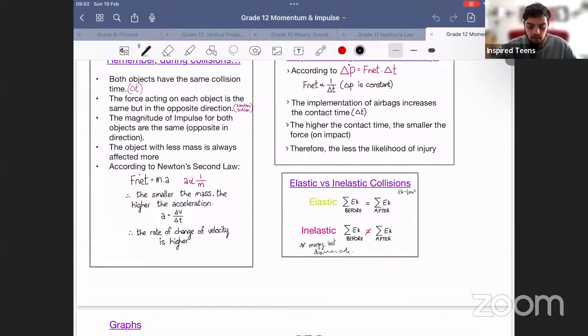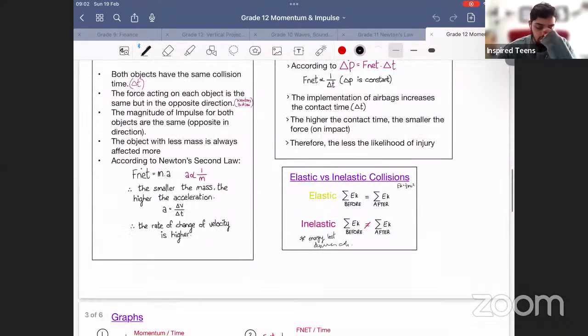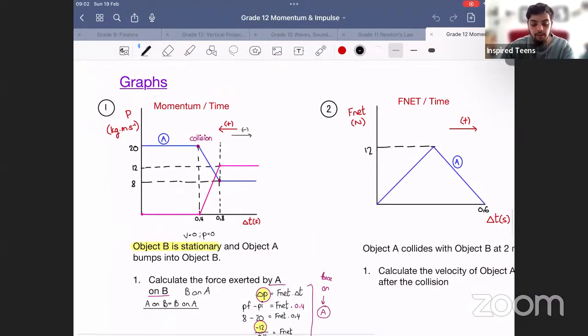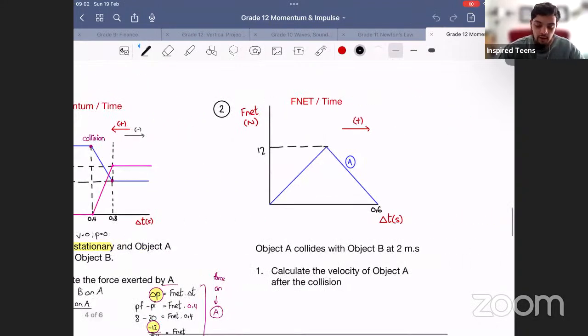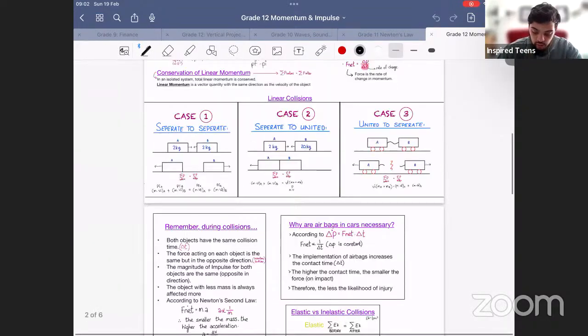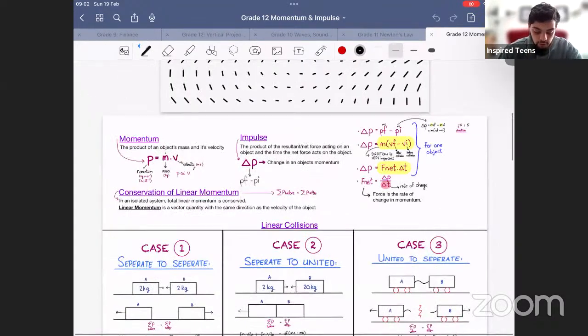Okay, let's continue where we left off last week. So we did this graph. We were doing momentum and impulse. We finished the first graph, which is a momentum versus time graph. Now we're going to move on to the second type of graph, which is the net force versus time graph. Let's quickly do a recap of momentum.